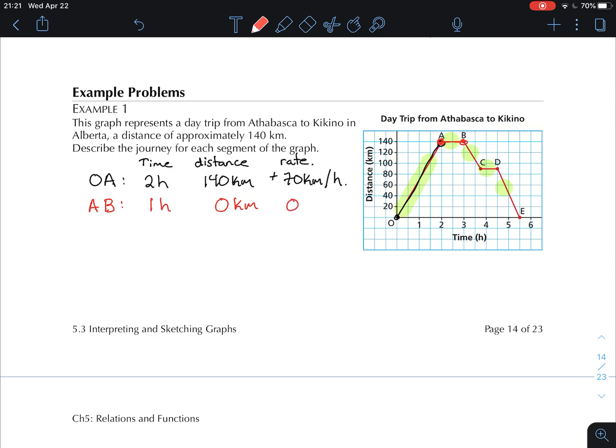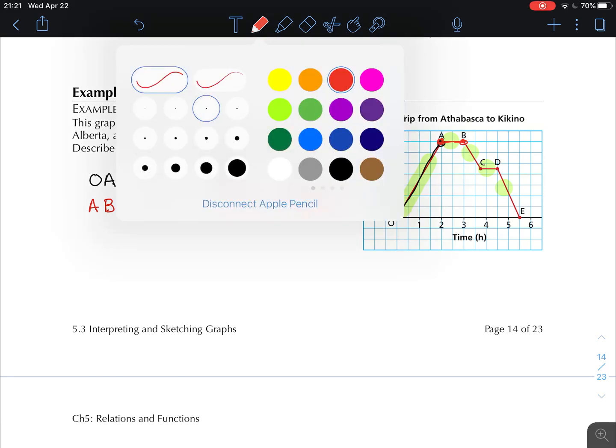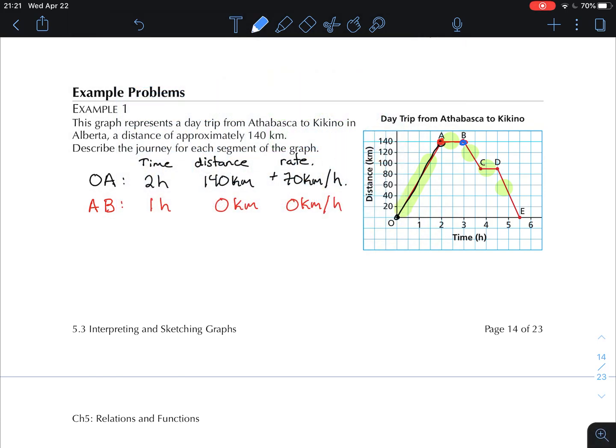A to B took 1 hour. They traveled 0 kilometers for a rate of 0 kilometers per hour. They were stopped at Kikino. Then from B to C, they start coming home. And we're going to have to kind of interpolate how far they drive, B to C.